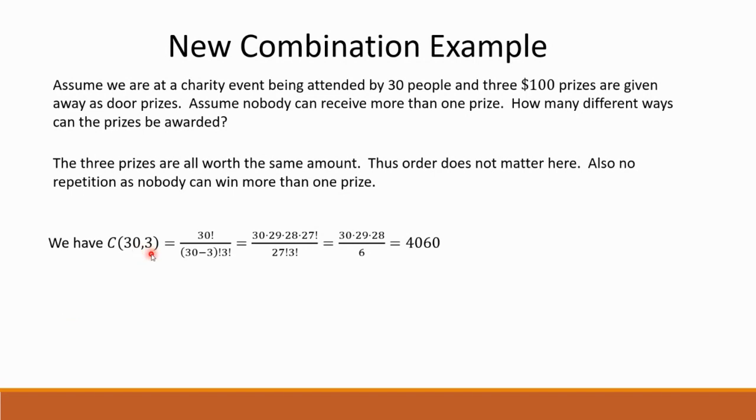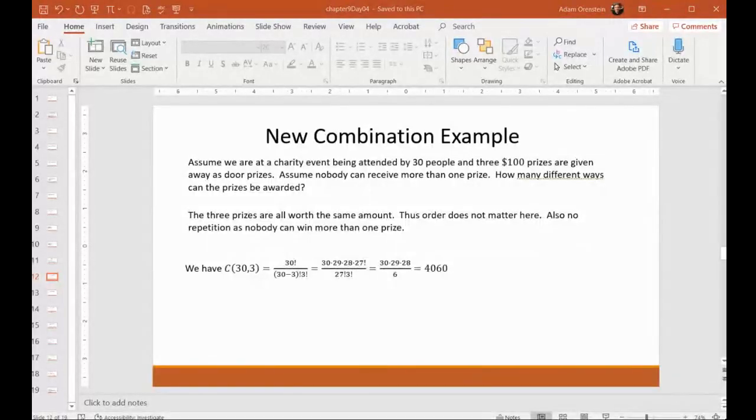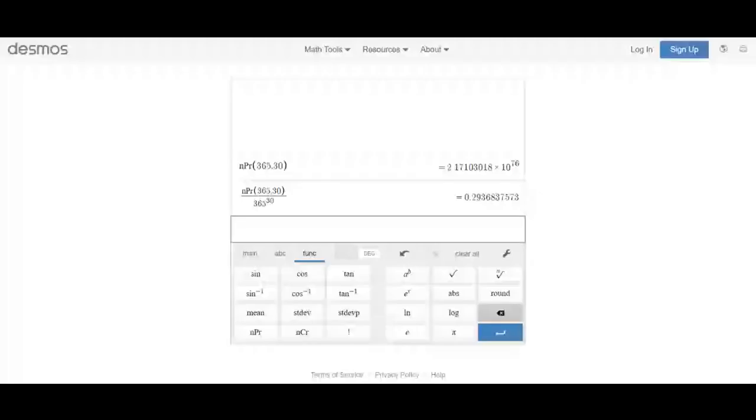So C of 30, 3, excuse me. If you do that, I'm using the formula, but I could use that Desmos calculator as well. Same thing. In fact, let me just show it. I feel better doing that. You can also download the Desmos calculator onto your phone for free, which is nice. All right, hold on. Here it comes.